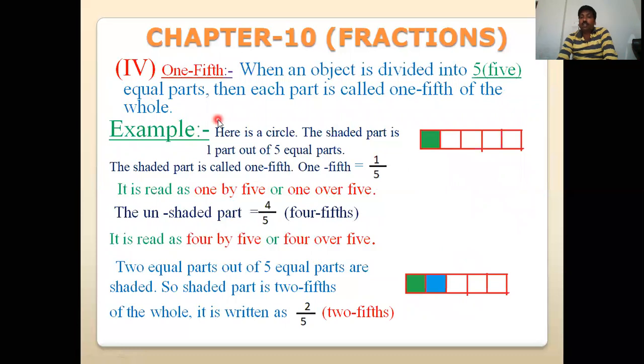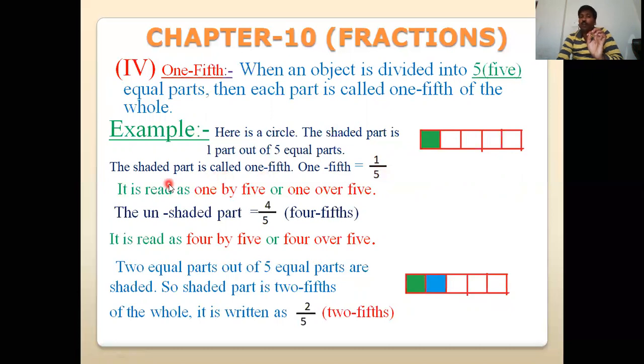And now this is another, 1/5. In the same way, when an object is divided into 5 equal parts, then each part is called 1/5 of the whole. Now let us take an example. Here is a rectangle. This rectangle is divided into 5 equal parts, 1, 2, 3, 4, and 5. And each part is called 1 by 5th. It means we can write it as 1 by 5.